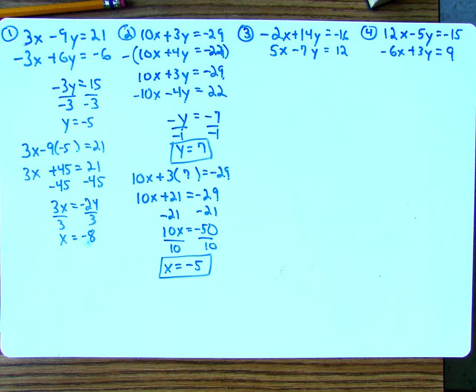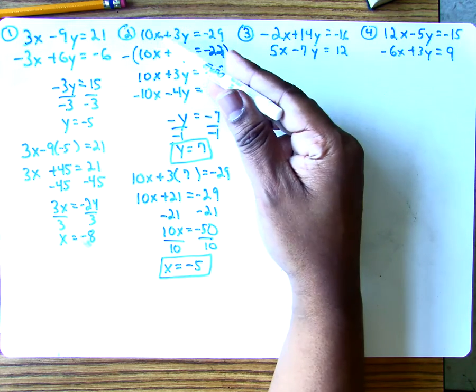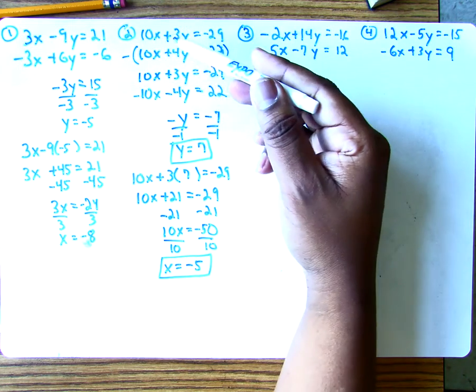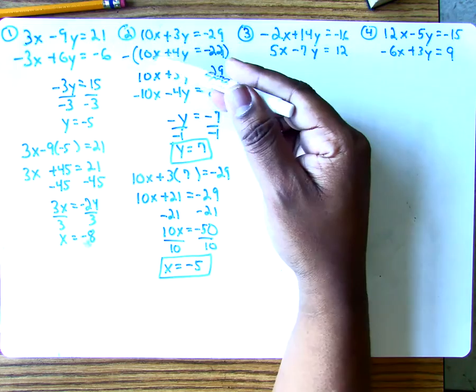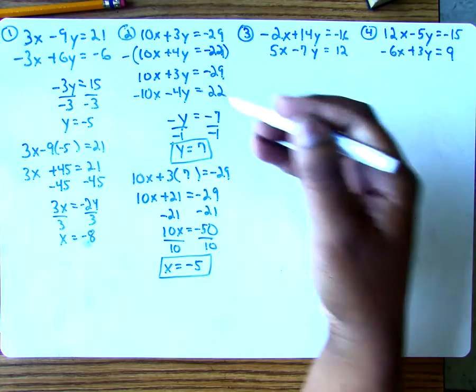Okay. So that's what you do when you don't have two opposite terms, where they're the same but not positive and negative. You just multiply one equation by a negative 1, and that'll get you what you need.